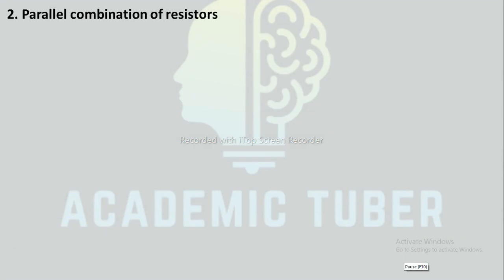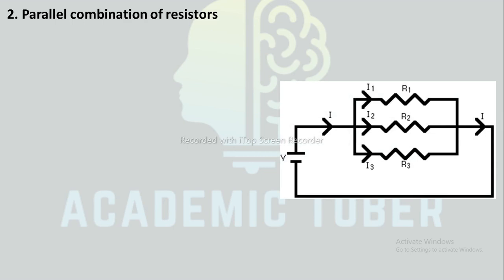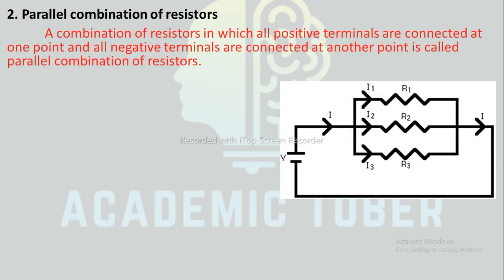Next one is parallel combination of resistors. So here is a diagram showing the parallel combination of resistors. A combination of resistors in which all positive terminals are connected at one point and all negative terminals are connected to another point is called the parallel combination of resistors.